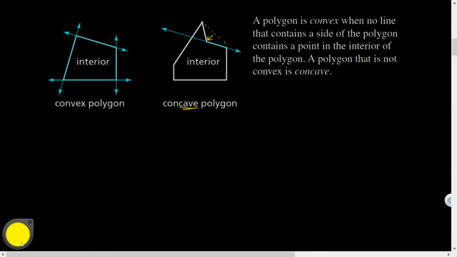Another way I like to think about concave, let's see, can I get a good rubber band color? I think this is a good rubber band color. Imagine if I took a rubber band and wrapped it around the, that was so sad. It was going to be amazing, and then it wasn't.